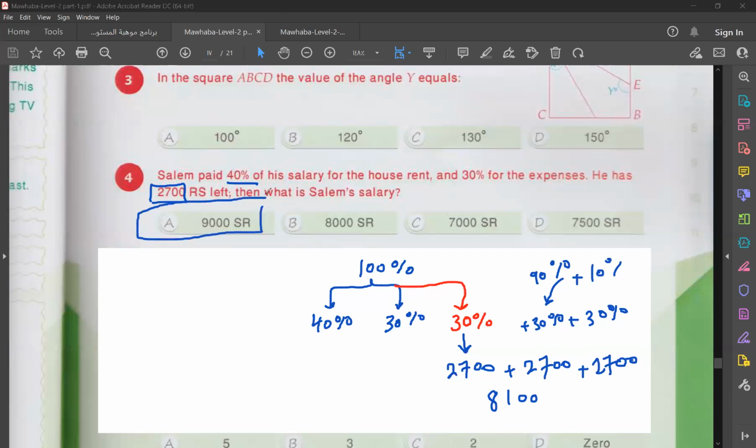It is A, right? Okay, thank you. Do you understand now? Without an equation, I solve only with your mind. Okay, Zahra, thank you very much.